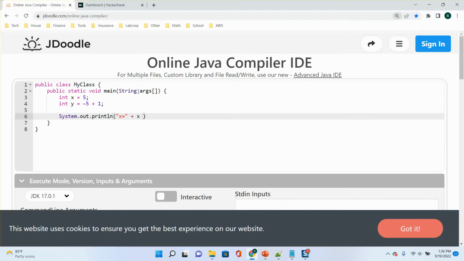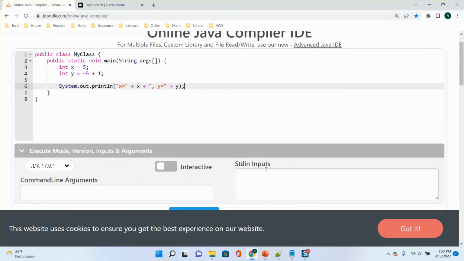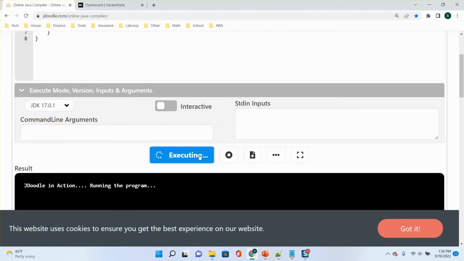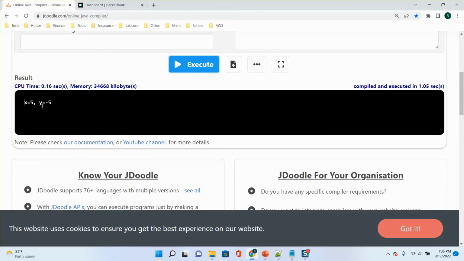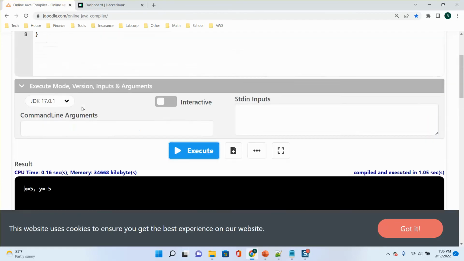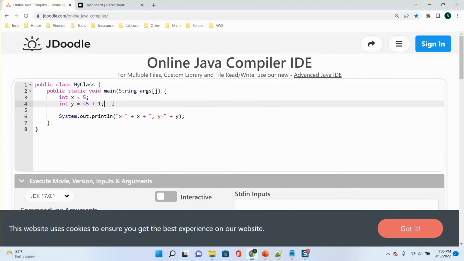Okay, I make it bigger, and then plus y equals to plus 1. Let's run it. That's good. See, x equal to 5, y equal to -5. So here I introduce a sign.